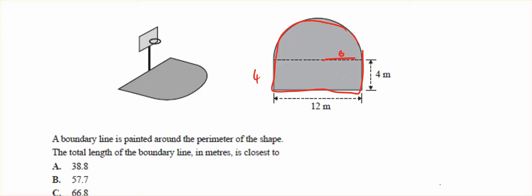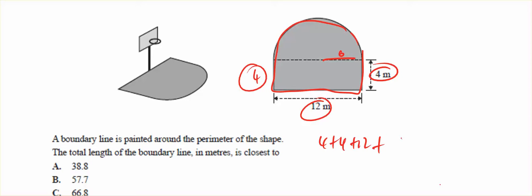So to get the perimeter, we've got 4 plus 4 plus 12. Then we need to add the semicircle. You know the circumference of a circle is 2 pi r. So we go half times 2 times pi times the radius 6. So enter it on the calculator and let's see what we get.